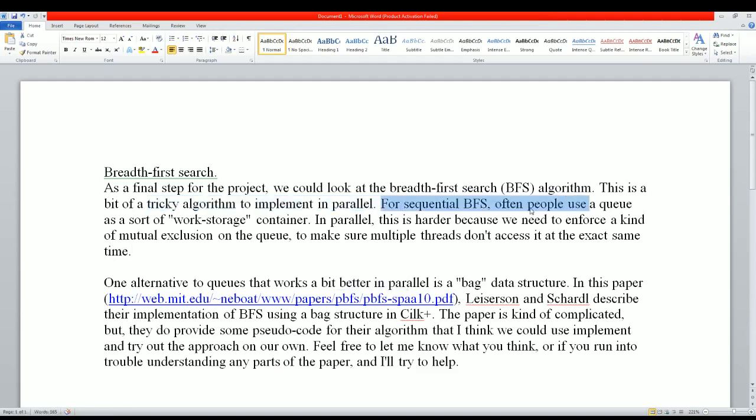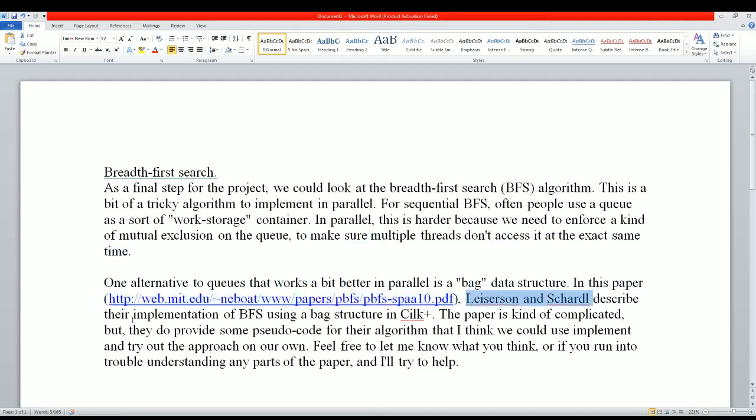Everyone should know that for sequential breadth first search, you usually use a queue for a to-visit type of list. In parallel, this is harder because you need to enforce some kind of mutex, in which case the alternative would be to use a bag data structure, which actually turns out to be one of our reducers in Cilk Plus.